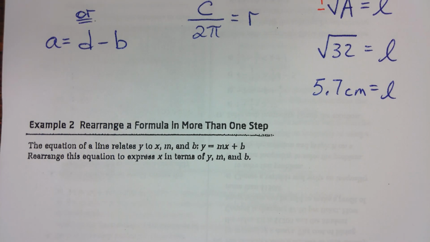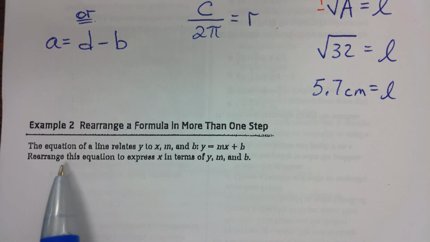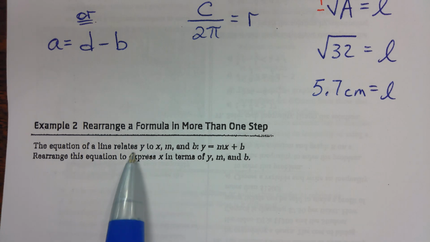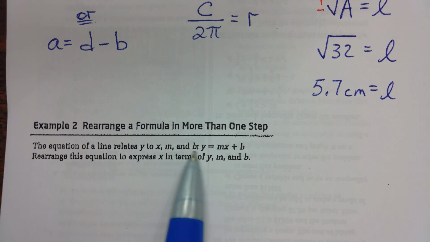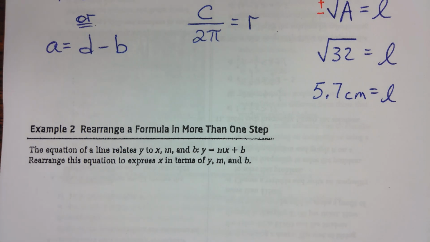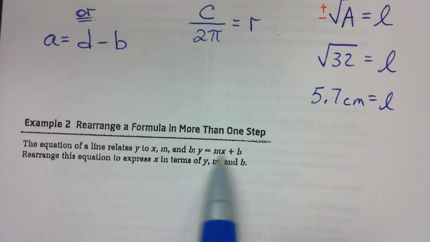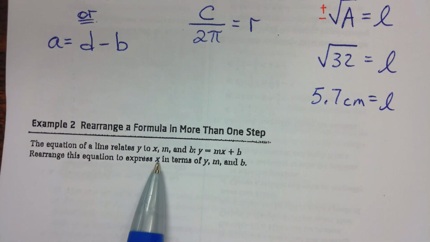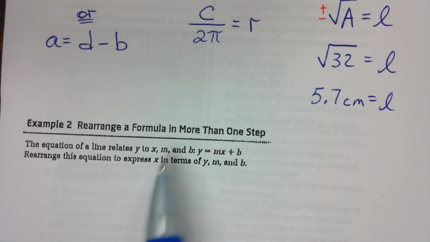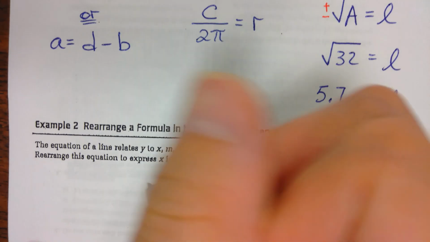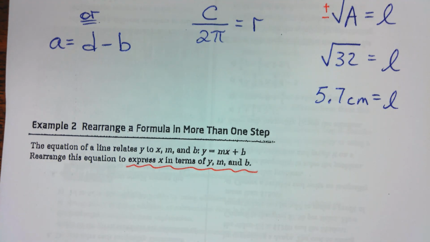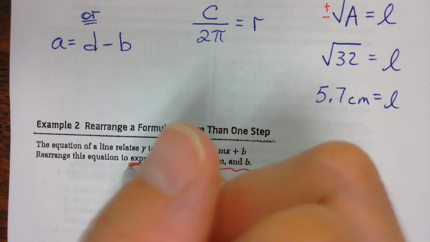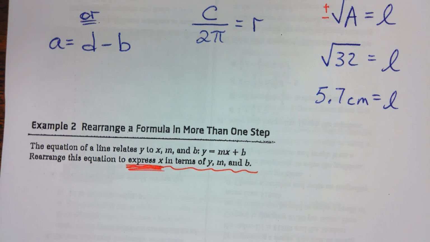Last one. Example 2. Rearrange a formula in more than one step. The equation of a line relates y to x, m, and b. So y equals mx plus b. You'll do tons and tons of stuff with y equals mx plus b in the next chapter or 2. Rearrange this to express x in terms of y, m, and b. So again, this sentence right here, what am I solving for? X, right? So just read the first part, express x. So that's all I mean.